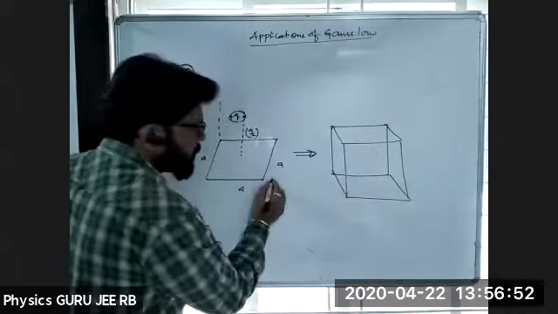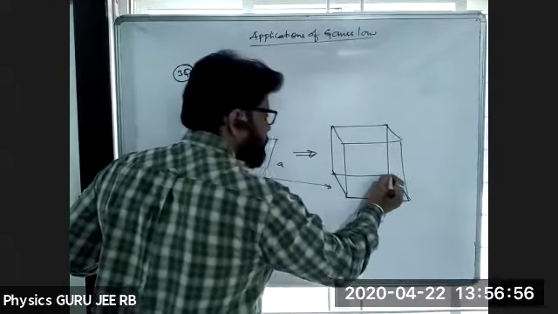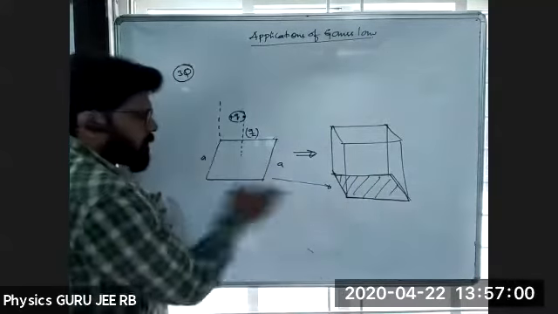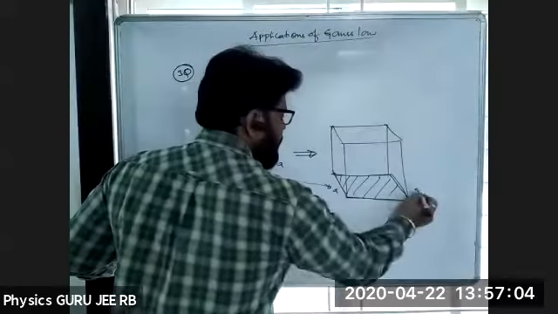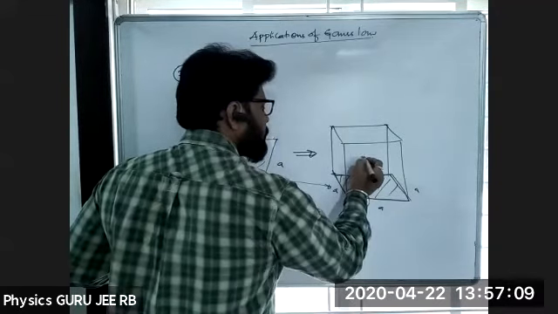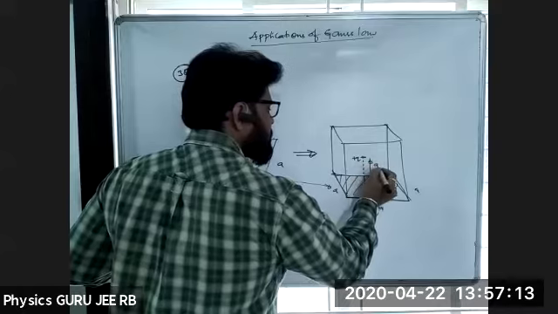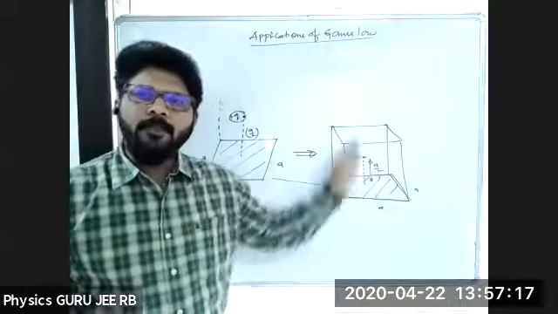So this will be the plate, the bottom plate. Carefully observe, this will be the plate. So side A and A, and the charge plus Q is placed at a distance of A by 2. That means it has formed a cube.